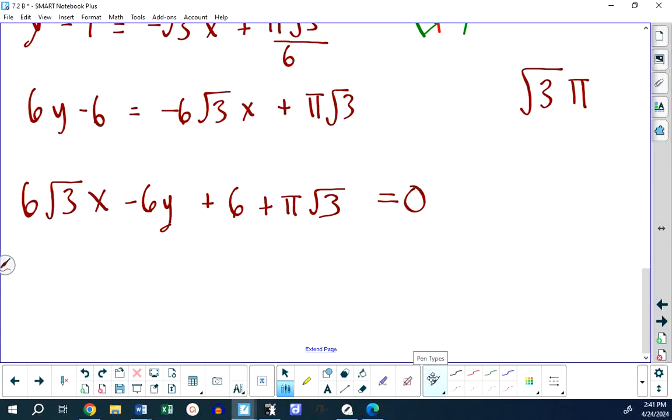Just a second here. No. I moved everything to the left side. My mistake. These are both negative. No, wait a minute. Then this is positive. So I'm moving everything to the left side. The x's become positive. The y's are already there, and they stay positive. The 6 is already there. It stays negative. The pi root 3 becomes negative when I move it over. I got my signs all backwards there for a second, but I got it back. Are we okay with that?